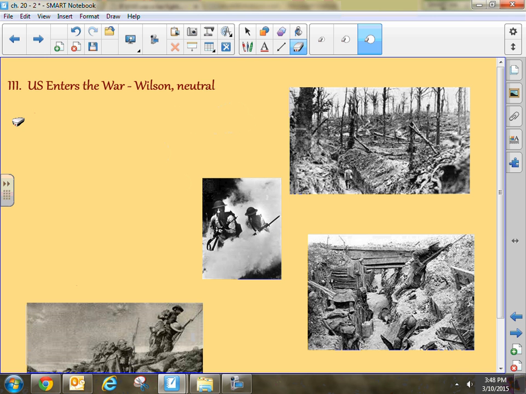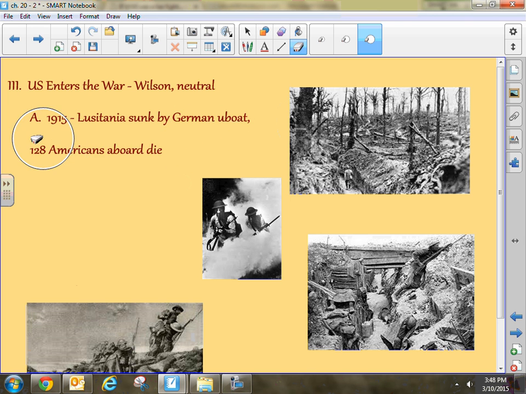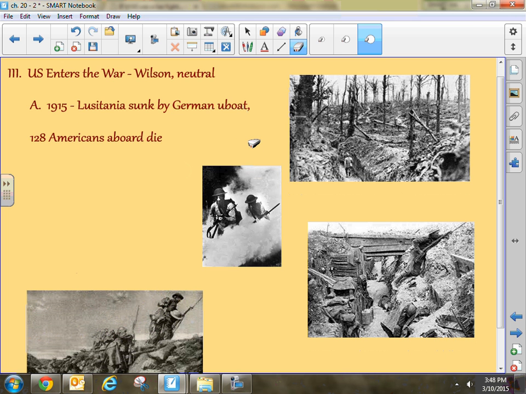Now, eventually, the U.S. does enter the war. Wilson, especially when he was first elected, was neutral, and he campaigned saying, we need to stay out of that European war. And he was elected. One of the things that began to change people's minds was that in 1915, a cruise ship, the Lusitania, was sunk by a German U-boat, and there were 128 Americans aboard who died. That begins to change American opinion.